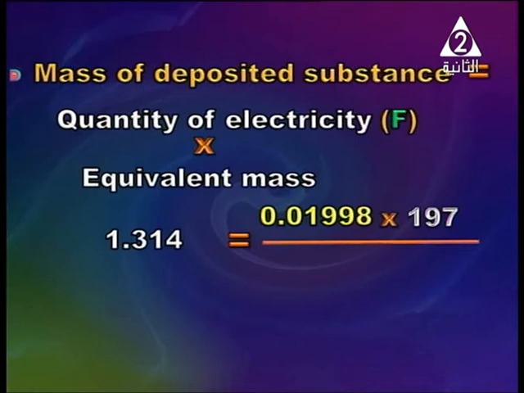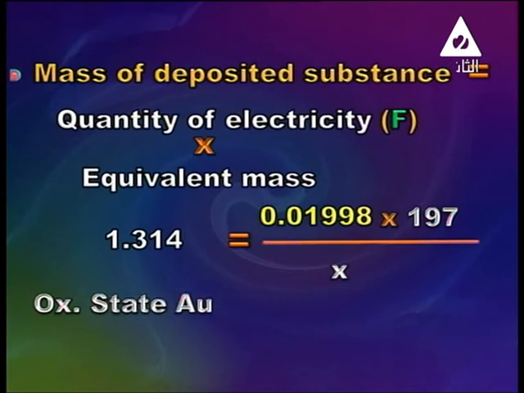We know that its atomic mass is 197, but we don't know its valency. Let's assume it's X. So the X, which is the oxidation state or the valency of gold, equals 2.995. Approximately, it's 3. The oxidation state of gold is positive 3.